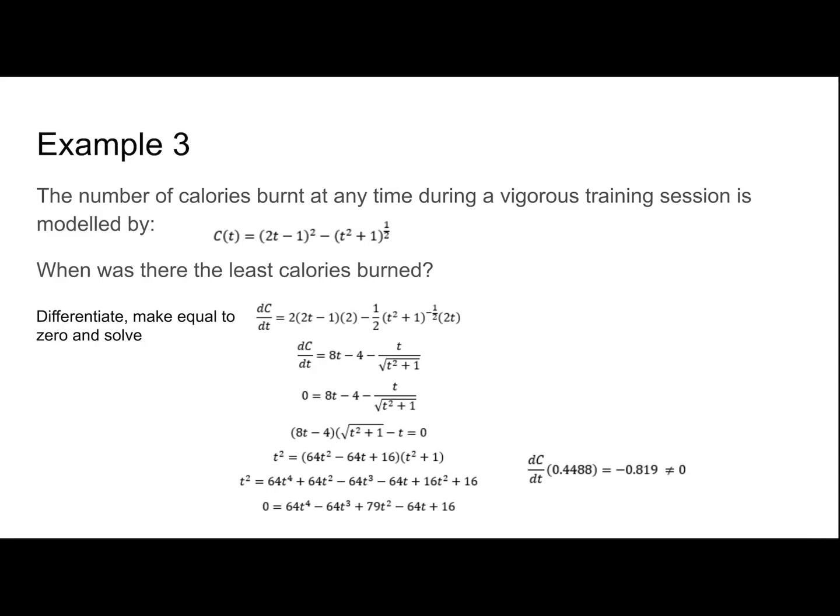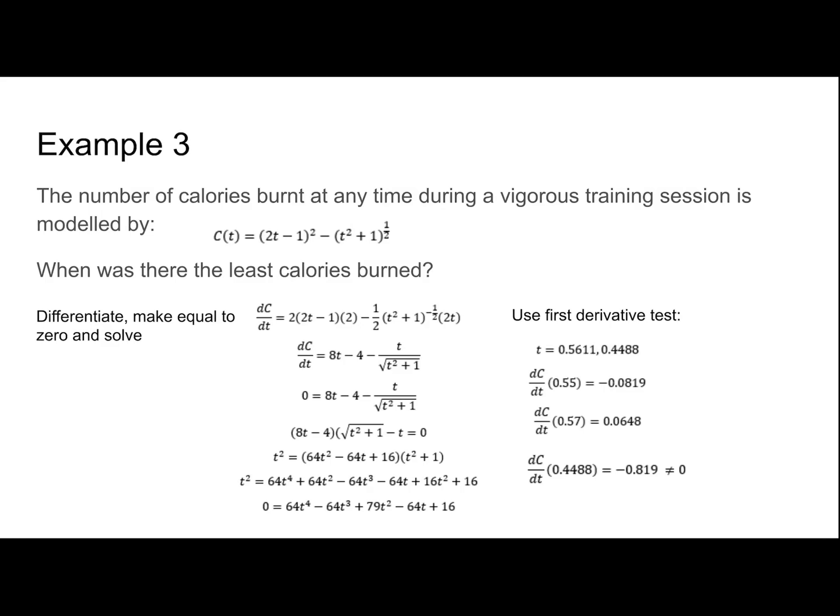Alright, at this stage, we just need to expand the brackets. So we expand out, we get t squared equals 64t to the power of 4 plus 64t squared minus 64t to the power of 3 minus 64t plus 16t squared plus 16. If we join the like terms and move the t squared to the other side, we'll get 64t to the power of 4 minus 64t cubed plus 79t squared minus 64t plus 16, and we solve that equals 0. Once we solve, we'll have t equals 0.5611 and 0.4488.